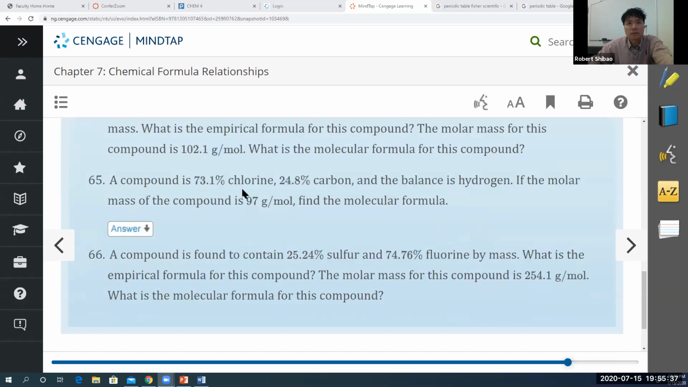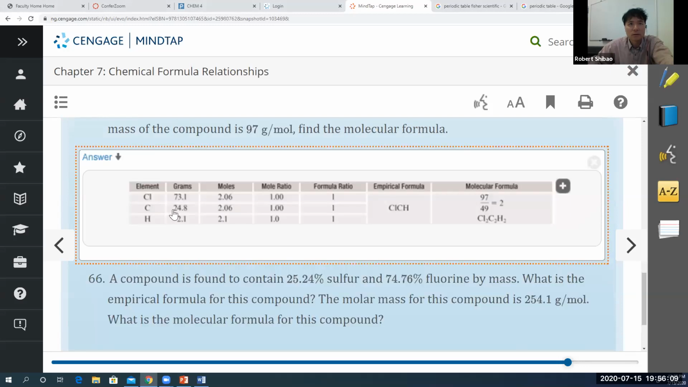The compound is 73.1% chlorine, 24.8% carbon, and the balance is hydrogen. The balance has to add up to 100%, so we can figure out the percentage of hydrogen. 73.1 plus 24.8 is 97.9, and that means the remaining 2.1% is hydrogen. The molar mass of the compound is 97 grams per mole. First we have to figure out the empirical formula, then we can figure out the molecular formula by comparing the empirical mass with the molecular mass. But first we get the empirical formula.